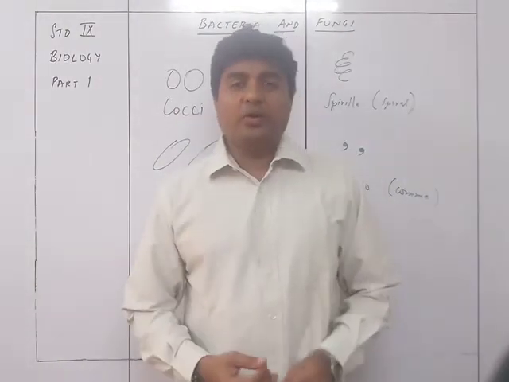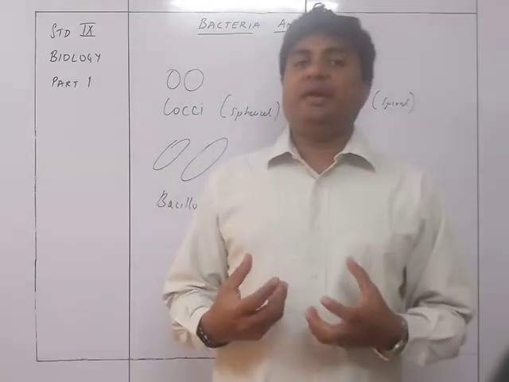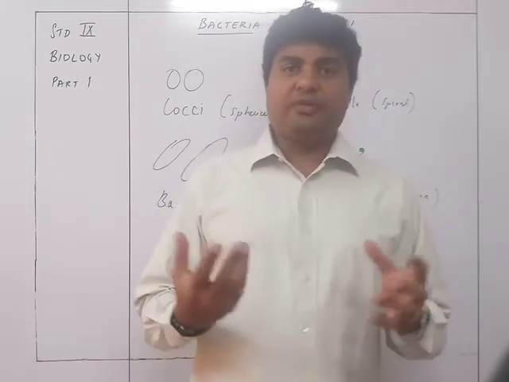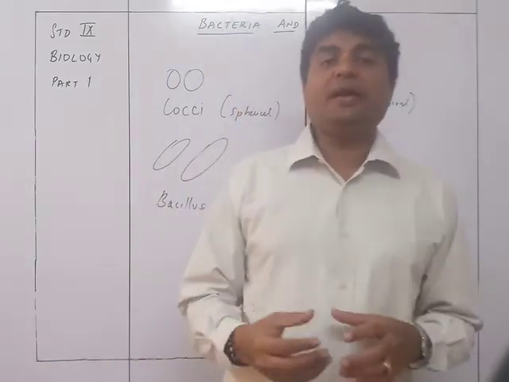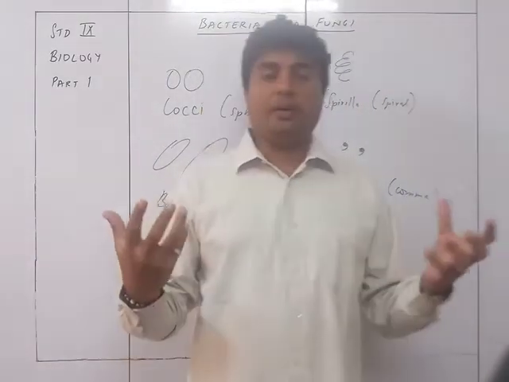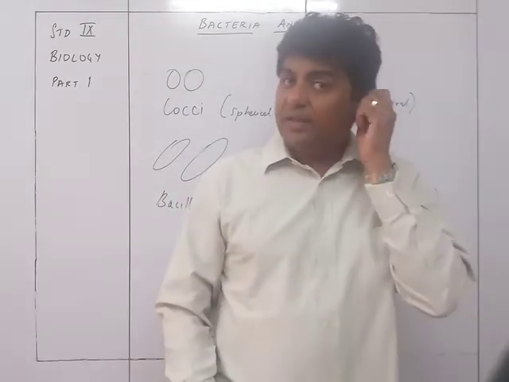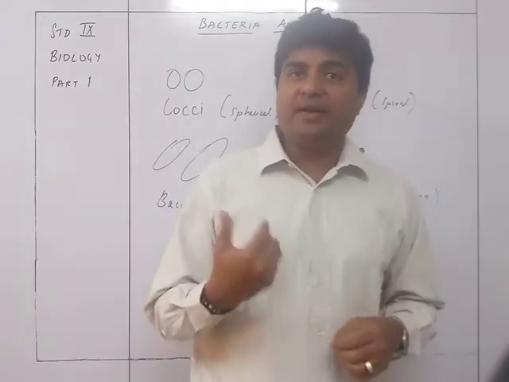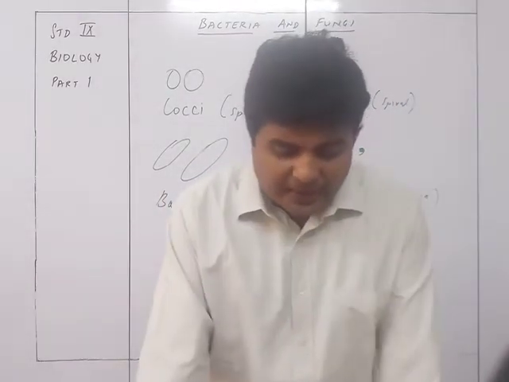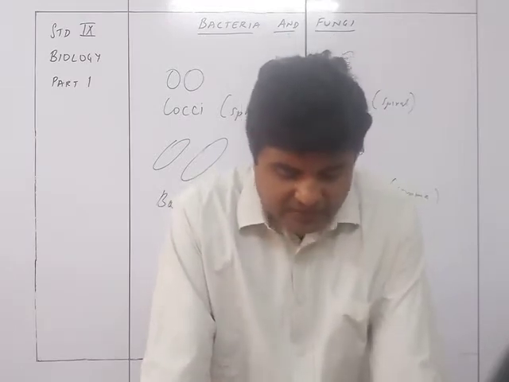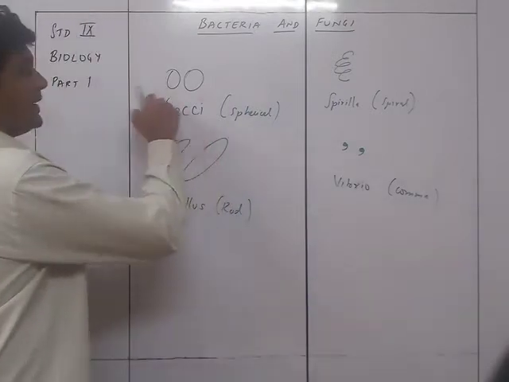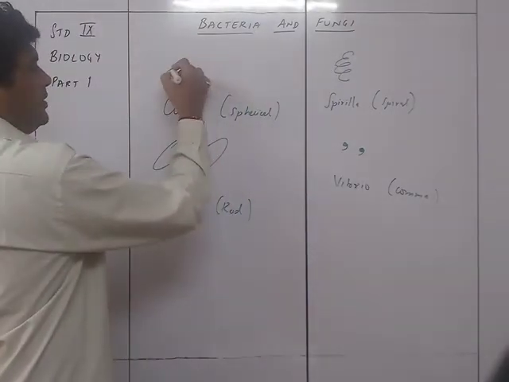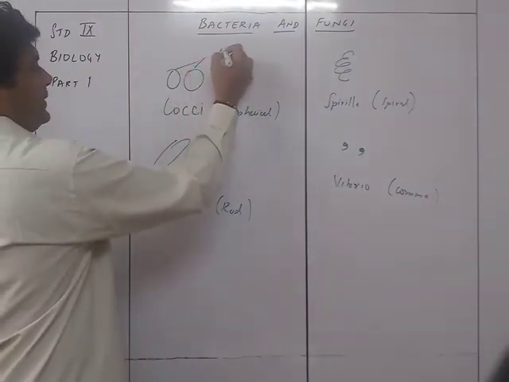Now, not only that, they also live in different forms. Some of them will be in clusters, some will be in a chain. So depending upon how they live together, they will be identified in that manner. First, many bacteria live singly, but some occur in pairs. If these 2 are in pairs, that's why it is diplococci.